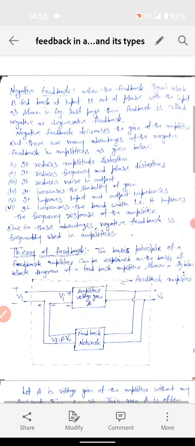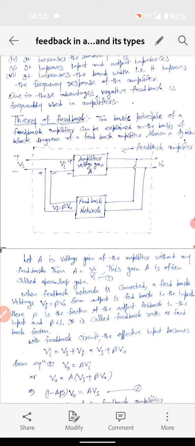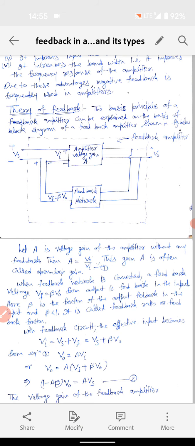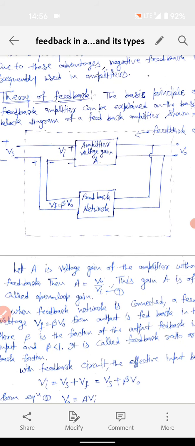Now we'll come to the theory of feedback, how feedback works in a transistor amplifier. The basic principle of a feedback amplifier can be explained on the basis of this diagram, where we have an amplifier circuit whose voltage gain is A, with input voltage Vi and output voltage V0.